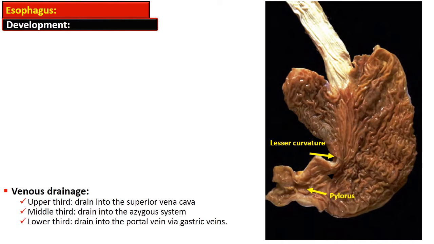The venous drainage is also important to understand because esophageal varices almost invariably develop in the lower third of the esophagus, because the lower third drains into the portal vein via the gastric vein, the middle third drains into the azygous system, and the upper third into the superior vena cava.